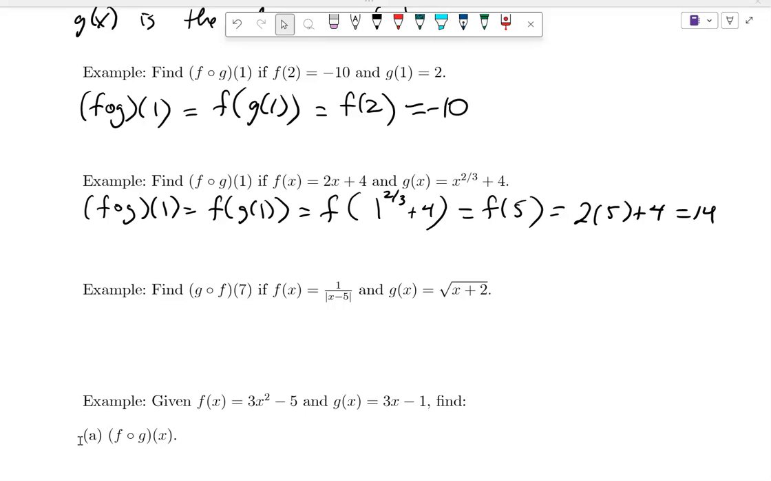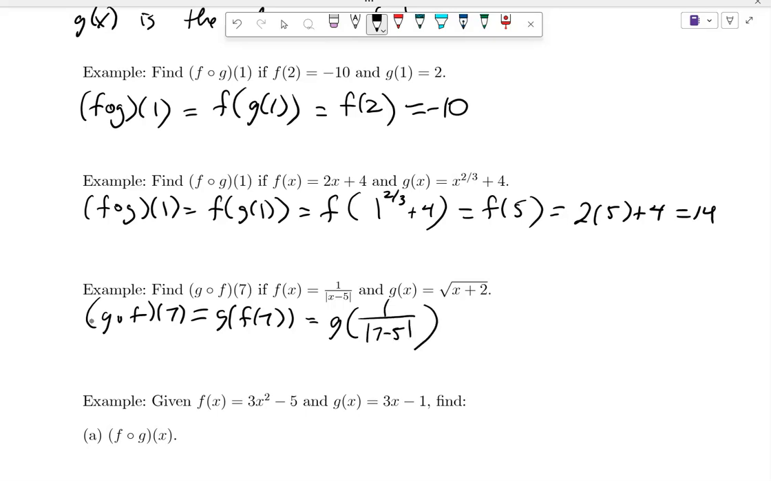Here, right? This is G composed with F. So that's the same thing as G of F of 7, right? So which function does the 7 go into first in this case? The F, right? Absolute value of 7 minus 5 is 2. So we get G of a half, right? All right. Now where does the 1/2 go? Into G. So we get square root of a half plus 2. The square root of 5 halves.